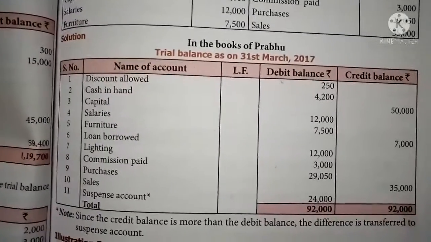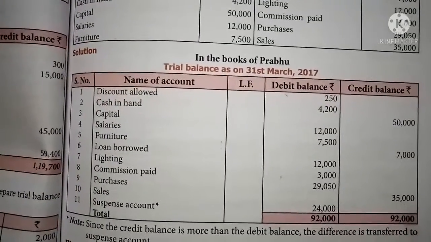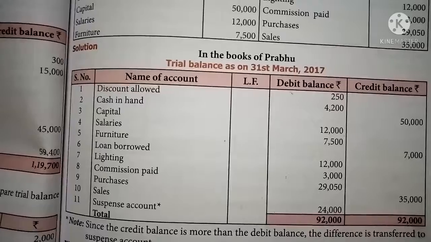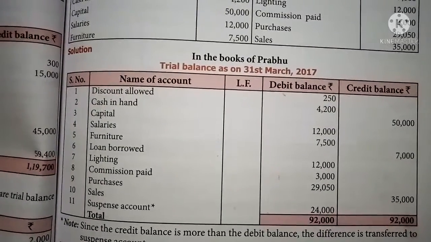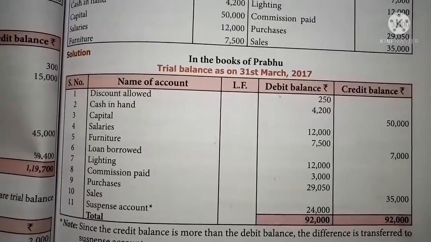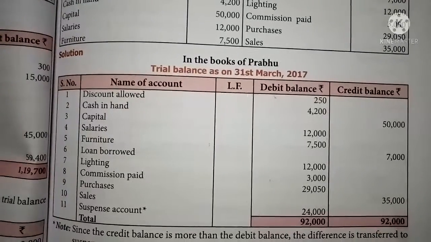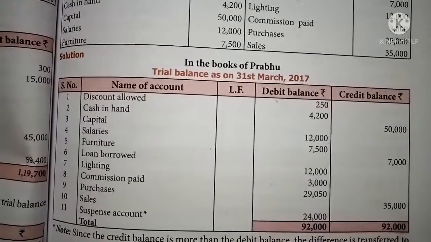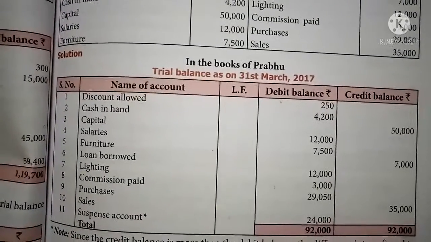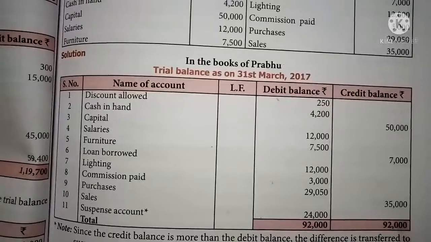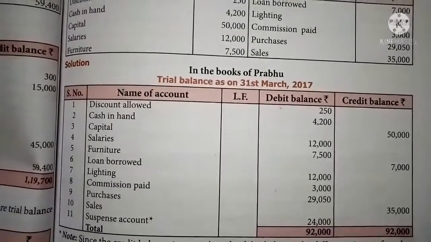First write a serial number, then write all the names of the ledgers, and then write the amount in the debit balance column and credit balance column. So after writing all the necessary information, you can add the debit balance column and credit balance column separately. The total will be the same, 92,000. Here also 92,000. So with that we conclude this afternoon video. Work out illustration 1, 2, 3.